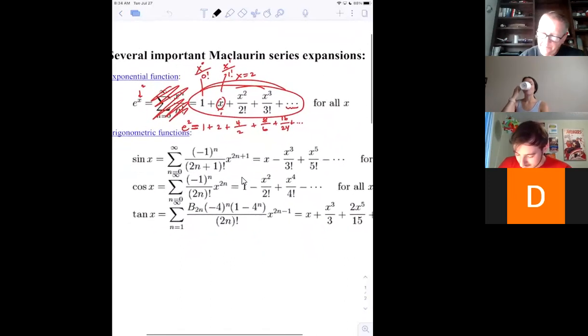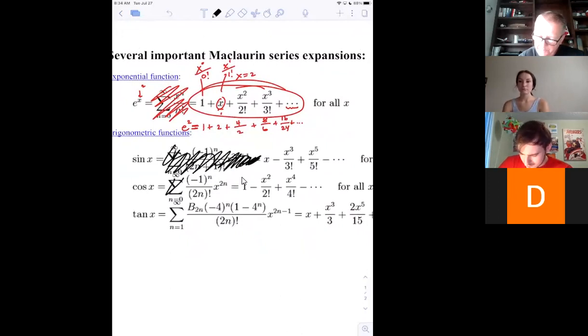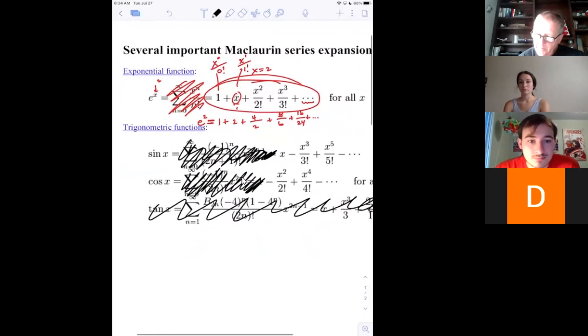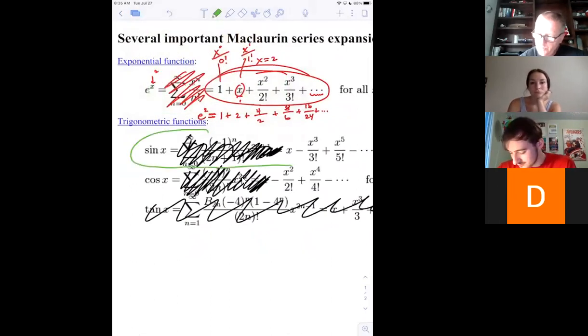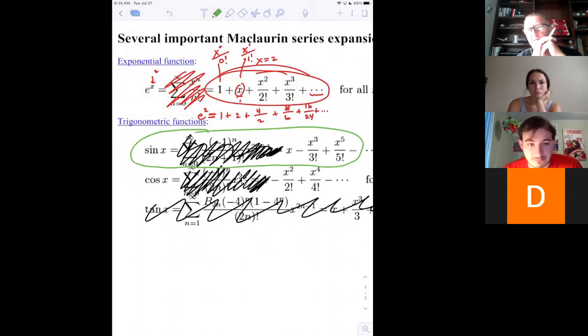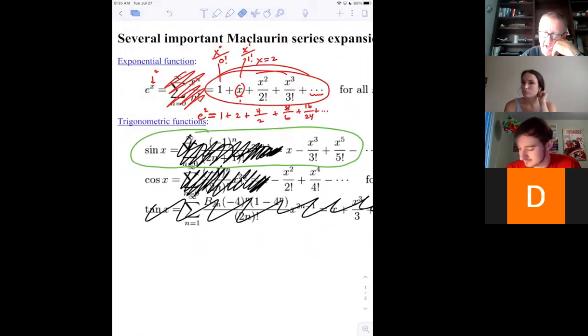What do you notice if I disappear the ugly part of sine and cosine for now? We don't need tangent. What do you notice right here? Does that look vaguely like what we saw written on the other page? This says sine of x, and then over here it's x, minus x cubed over 3 factorial, plus x to the 5th over 5 factorial. Isn't that kind of what we just saw on the other page?